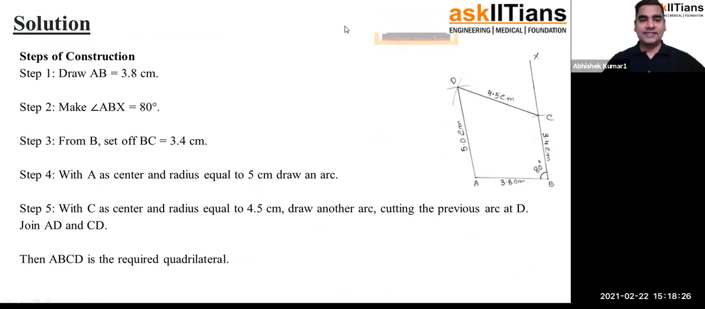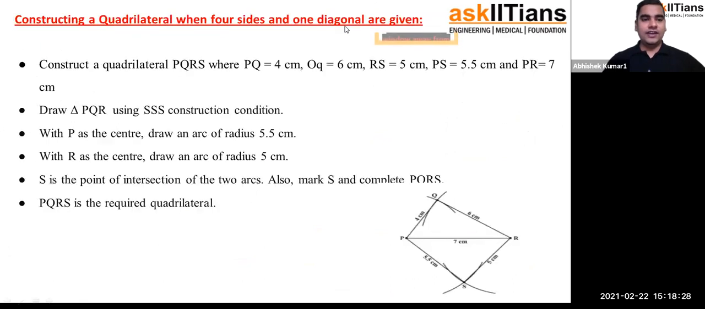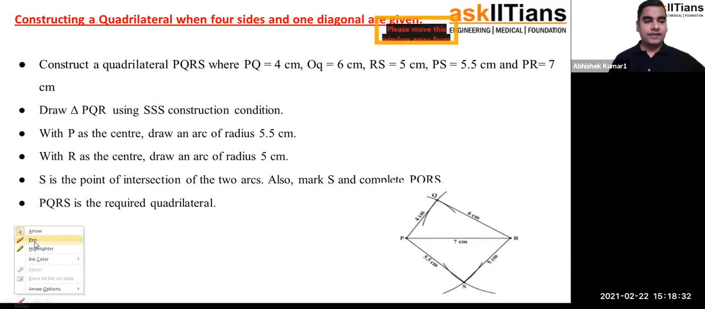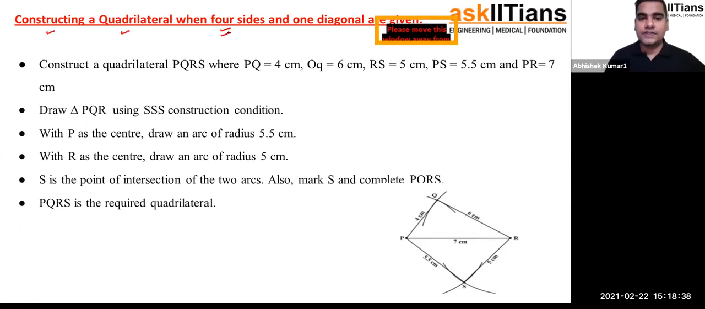Like you can try this. Okay. So now we have this second case, guys. What does the second case say? The second case says you have to construct a quadrilateral when you are provided four sides of the quadrilateral and one diagonal of the quadrilateral. So here again, we are taking one problem to understand this.